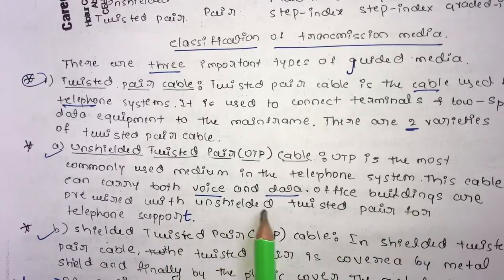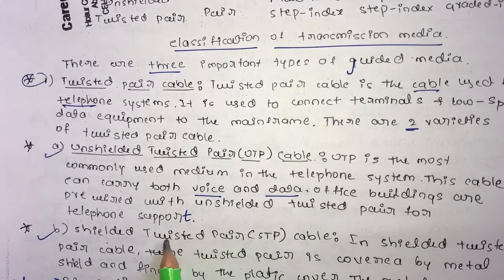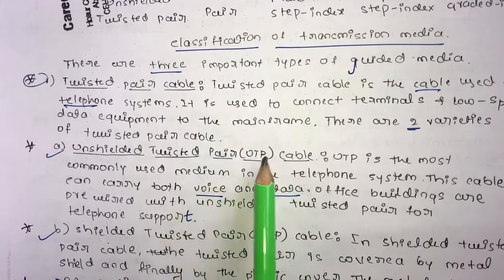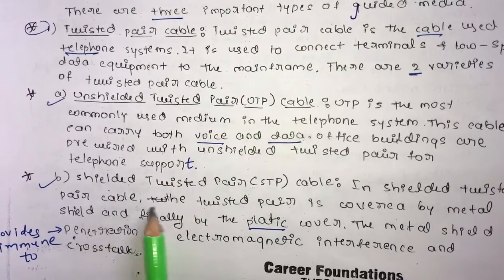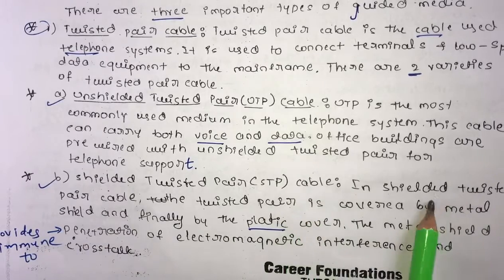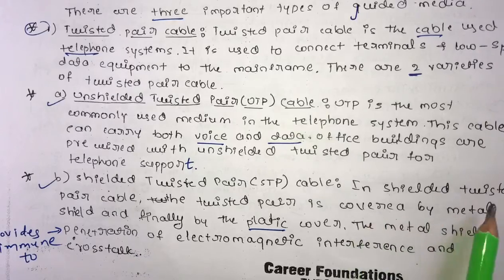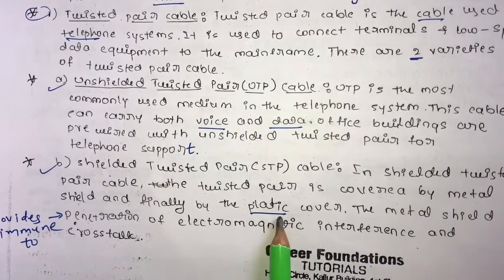And there is no shielding, no protective jacket covering. So this is UTP, unshielded twisted pair. And the other one is the shielded twisted pair, STP cable. Here in this cable, the twisted pair is covered by a metal shield and finally by the plastic cover.